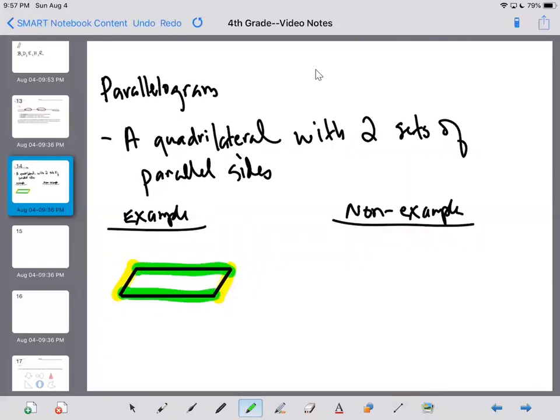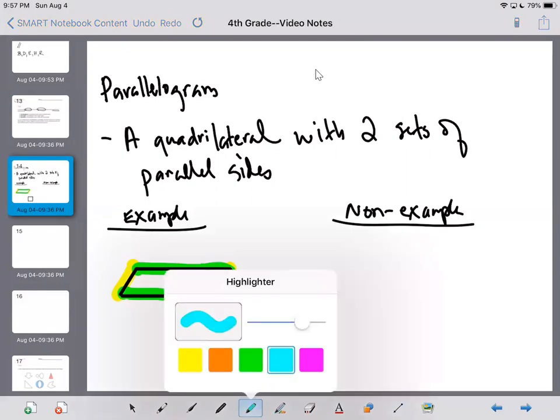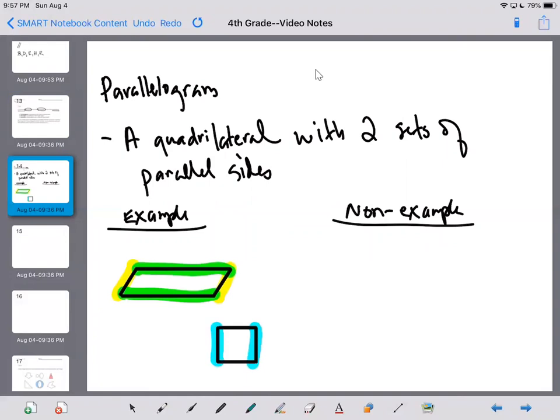So that would be an example, 2 sets of parallel sides, and then I can draw a different version of that if I want. I can draw a square. See the parallel sides here, and my parallel sides there as well.